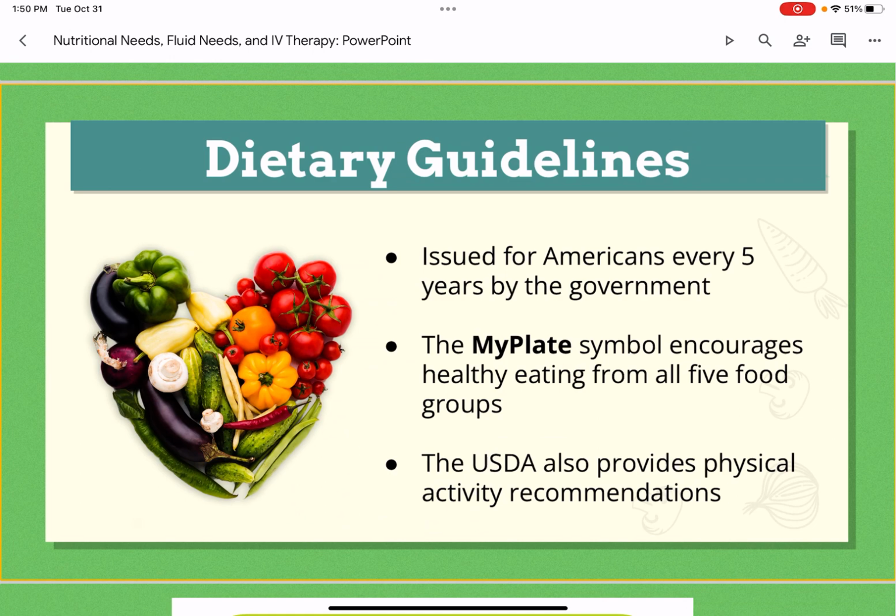Dietary guidelines are issued for Americans every 5 years by the government. The My Plate symbol encourages healthy eating from all 5 food groups. The USDA also provides physical activity recommendations. You can search dietaryguidelines.gov for the most current guidelines.